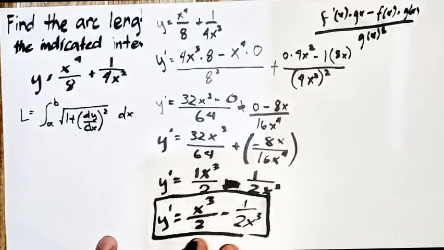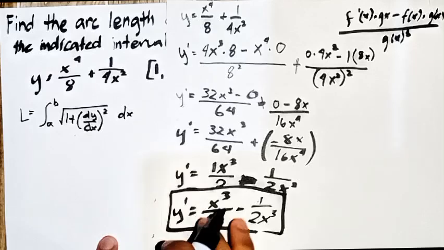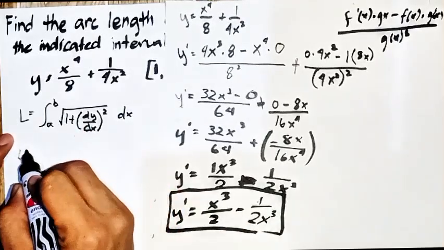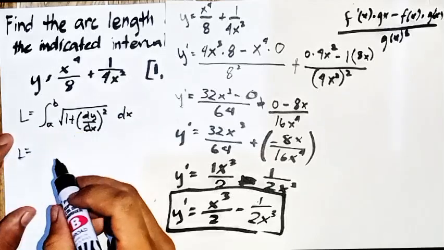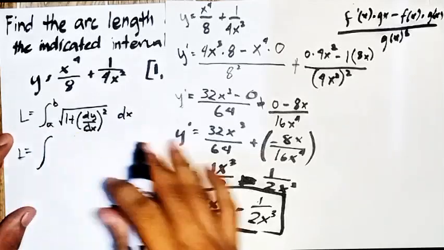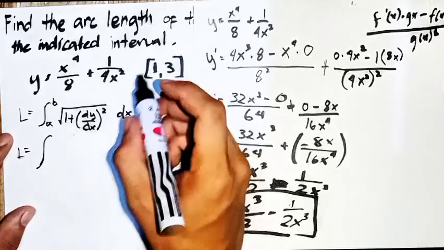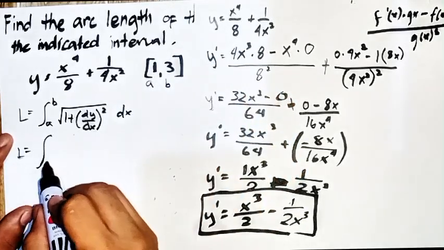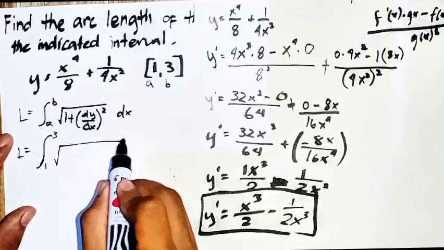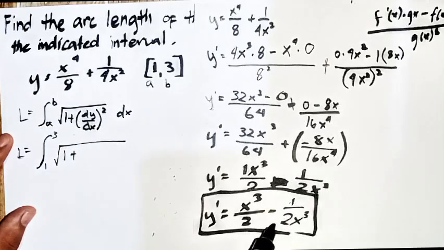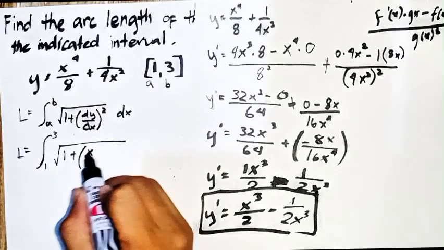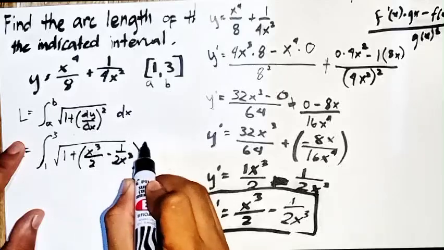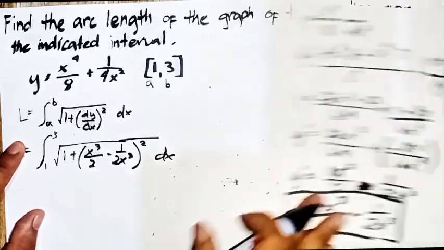Now let's substitute this equation into our formula. So let's begin. L is equal to, again, our lower and upper limits: 1 is our lower limit, which is a, and 3 is our upper limit, which is b. So let's substitute 1 and 3. The square root of 1 plus our dy/dx, which is this one: x cubed over 2 minus 1 over 2x cubed, squared, dx.